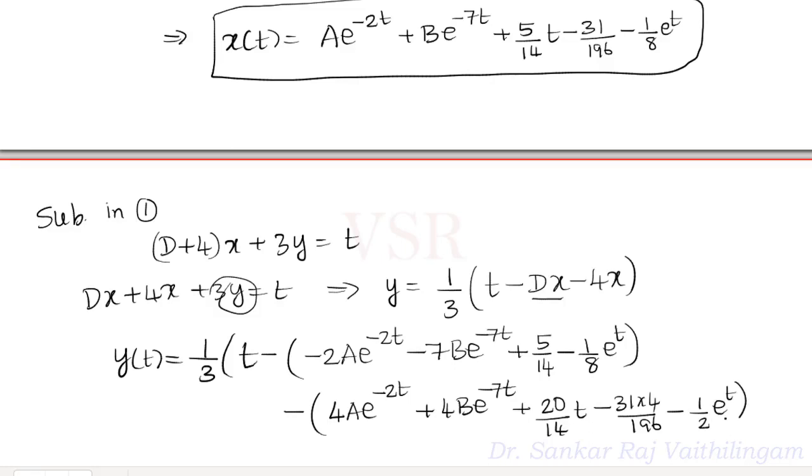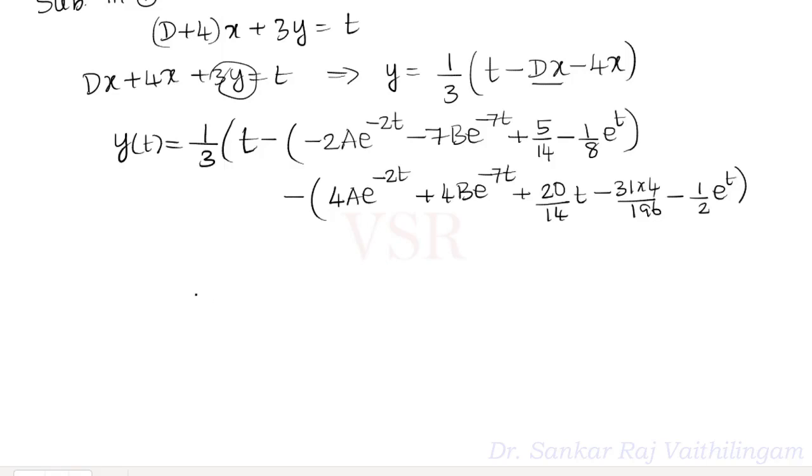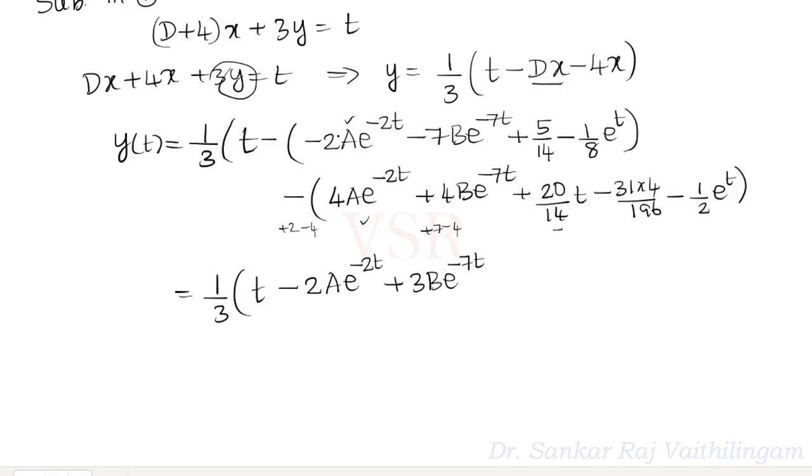Okay, now we need to simplify this. Which is equal to 1/3 into t. Minus minus becomes plus, so plus 2 minus 4, that is minus 2a e to the power minus 2t. Then here, plus 7 minus 4 is 3, so plus 3b e to the power minus 7t. There is one t here. Okay, so these two are written together.